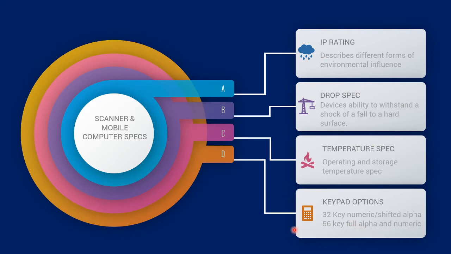Now what that refers to is: 32-key numeric shifted alpha means that your numbers and letters will be combined on one button. A 56-key full alpha and numeric means that you will have 56 keys and each key will have either a number or a letter, but never combined.